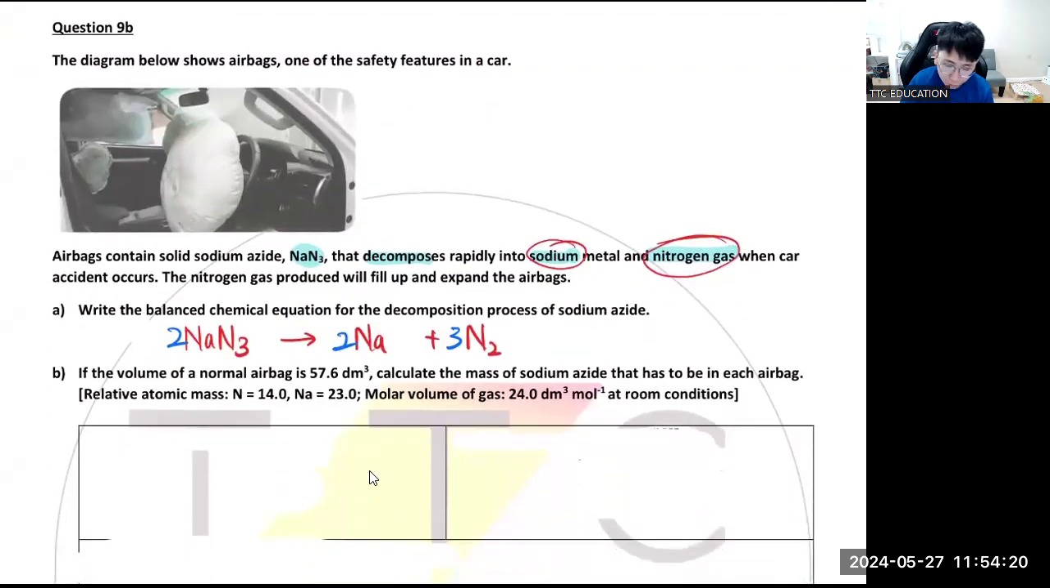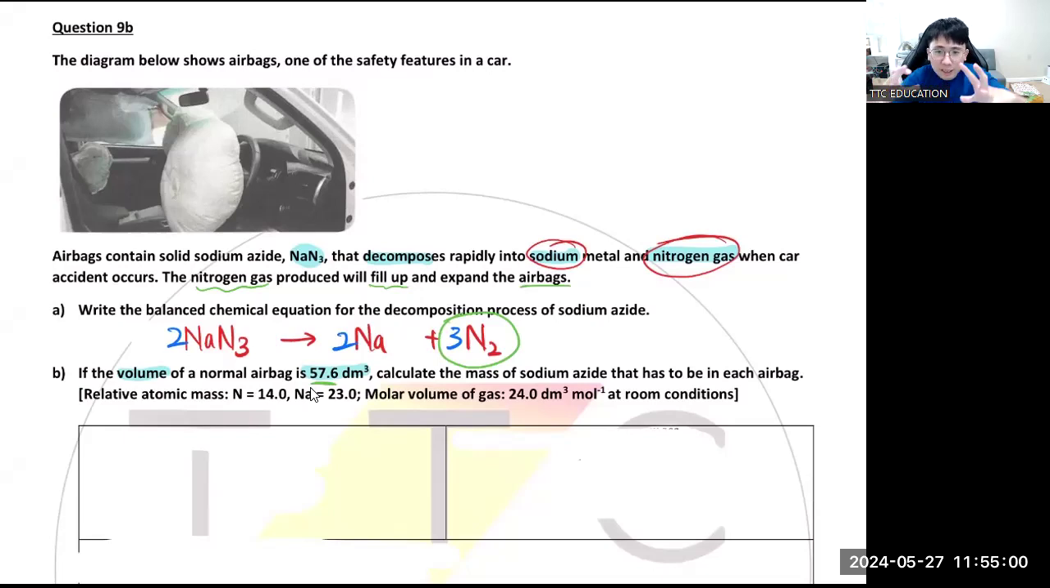Okay, so now if the volume of your airbag is 57.6 dm cube, right? So we say that volume of your airbag, calculate the mass of your solid azide that has to be in each airbag. So it means, guys, because we know what is the thing that fills up the airbag? You see, is the nitrogen gas will fill up and expand the airbag. So who is the one? Even though they never say the volume of what is 57.6, right? But from here, we're supposed to know the volume of this thing. It's supposed to belong to your nitrogen gas because it's the nitrogen gas that fills up the airbag.